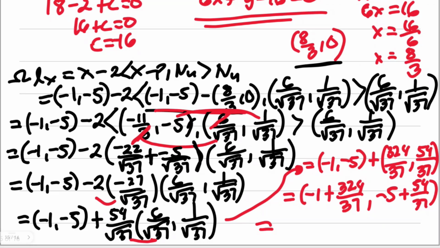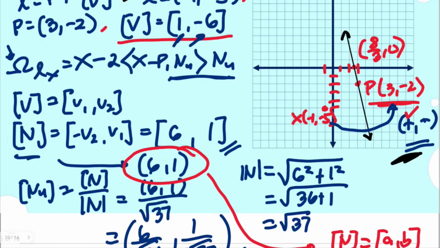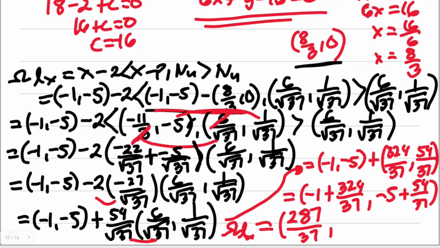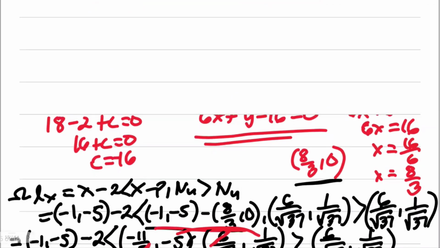The result for that is our reflection of point X along line L. So you can have here -1 plus 324 divided by 37. So you will have here 287 over 37, positive. Check. How about for the Y? You have -5 plus 54 divided by 37, or a fraction form of that. So you will have here -131 over 37. Negative, check.